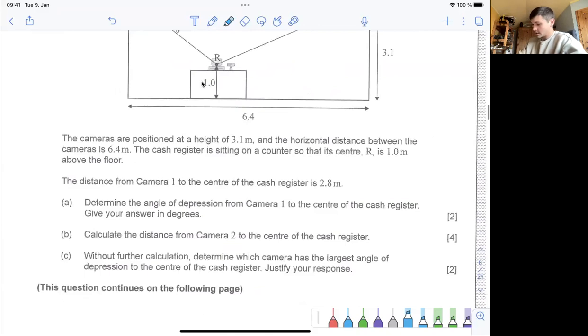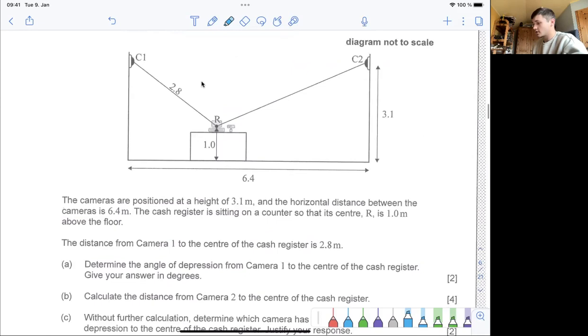Cool. The cameras are positioned at a height of 3.1 meters, and the horizontal distance between the cameras is 6.4 meters. The cash register is sitting on a counter so that its center R is 1 meter above the floor. The distance from camera 1 to the center of the cash register is 2.8 meters. Okay, and all nicely shown in this diagram above.